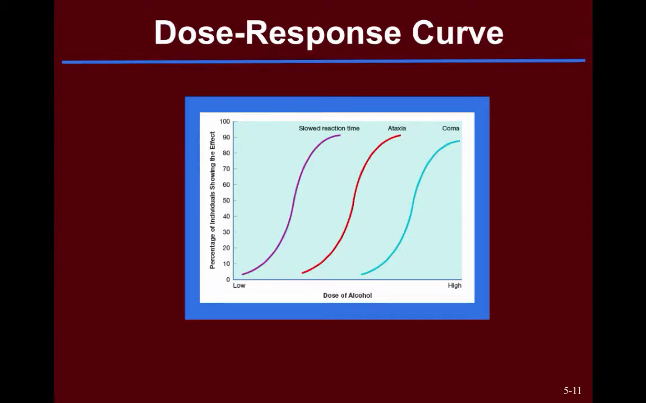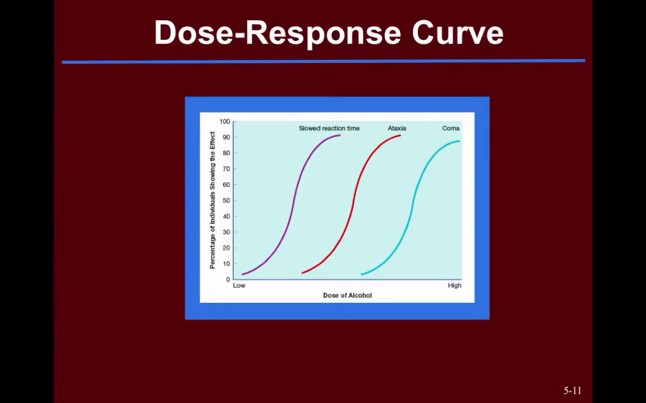So at low doses of alcohol, we see a small percentage of individuals showing a slowed reaction time. As the dose of alcohol increases, then we see the percentage of individuals who show that slowed reaction time increasing as well. And then at the far end, we've got coma. So we see having to start with a higher dose before the threshold of that appears. And then that increases at the same rate as the symptom of slowed reaction time. So that's what a dose response curve looks like.